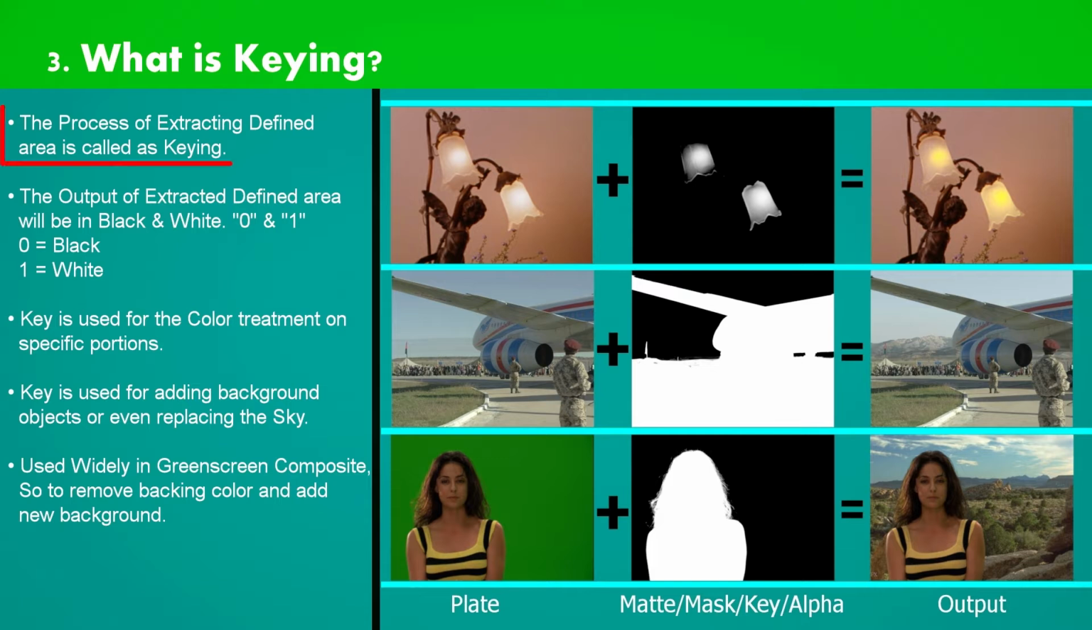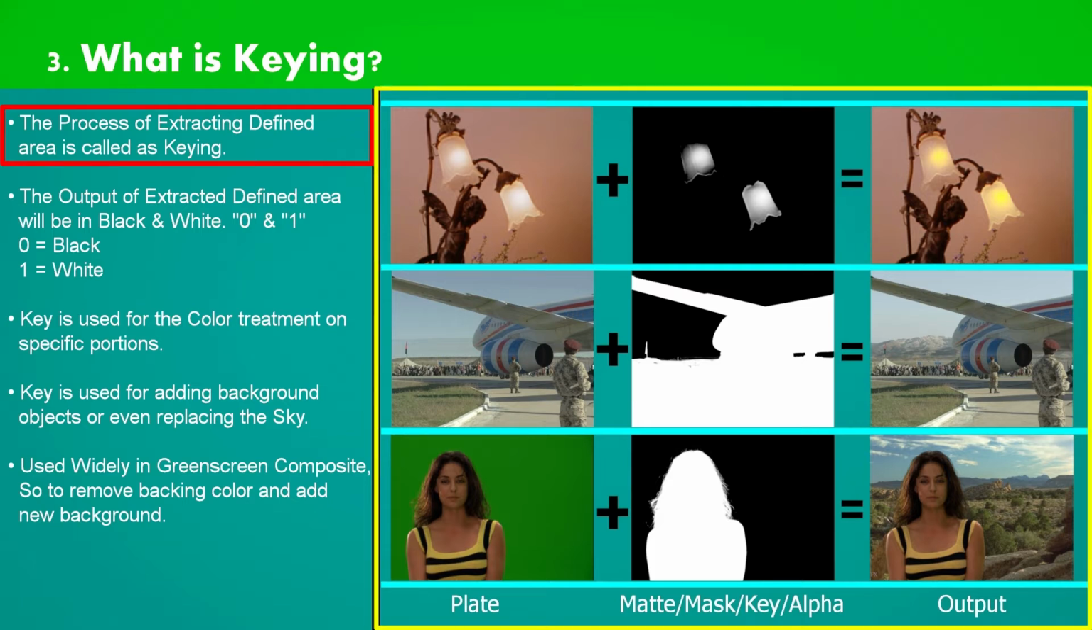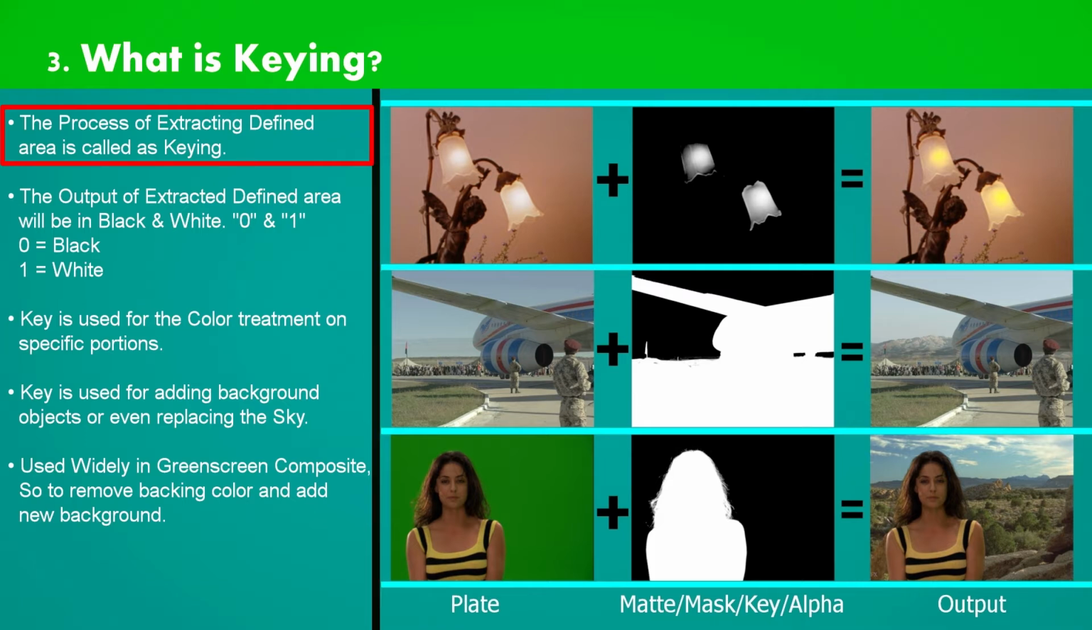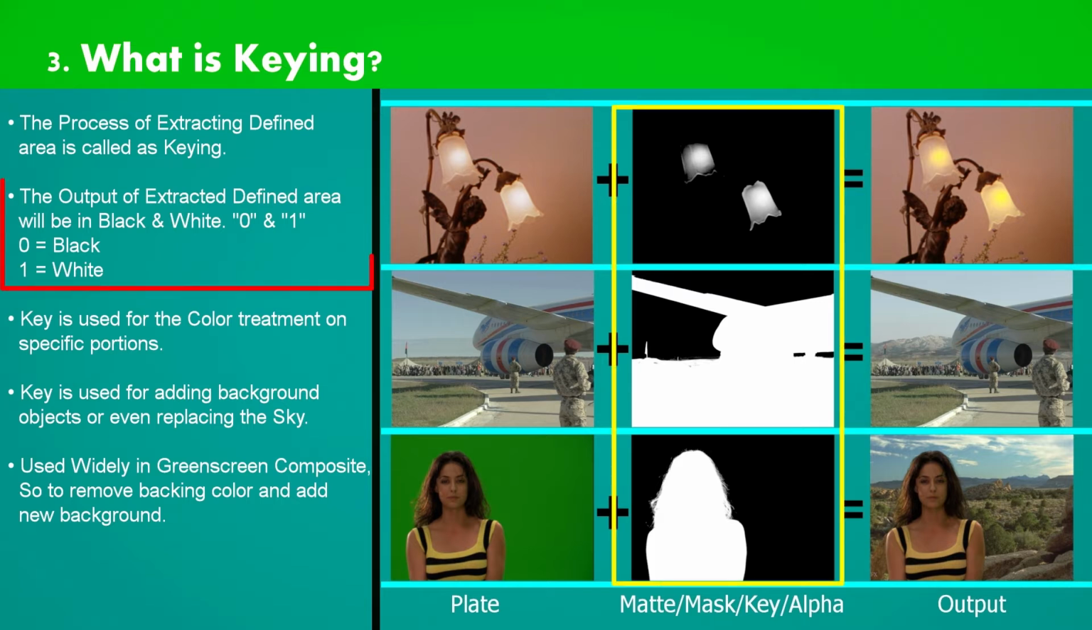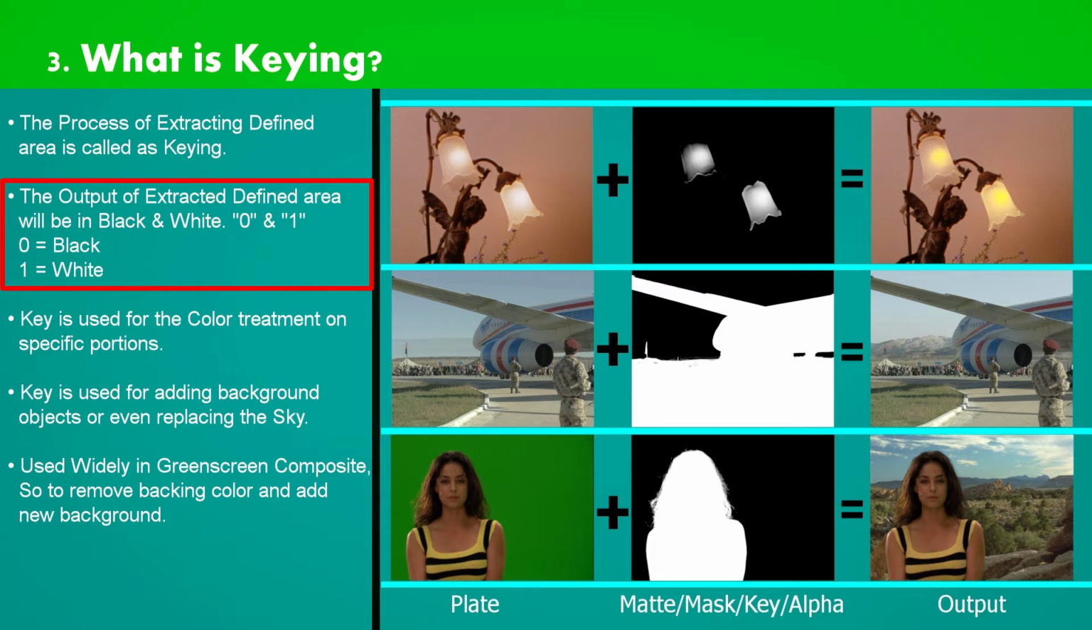The process of extracting the selected or defined area is called keying. As we can see, the various key areas are extracted from the image using certain methods. You can see that the output is always in black and white. Black means 0 and white means 1. These are all computer graphics terms, also called binaries.